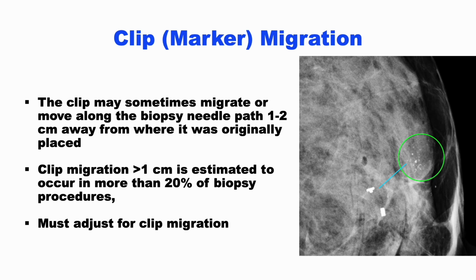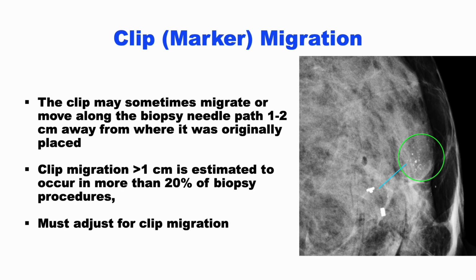When a biopsy clip or marker is inserted at the time of the needle biopsy procedure, the clip may sometimes migrate or move along the needle path 1 or 2 centimeters away from its intended location. Clip migration greater than 1 centimeter occurs in about 20% of biopsy procedures, and is most likely to occur when clips are placed under mammogram guidance or under MRI guidance, where the location of the clip with respect to the cancer might shift when the breast is released from compression.